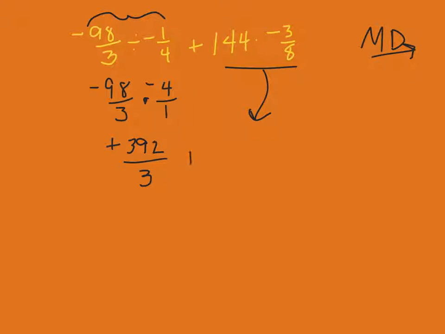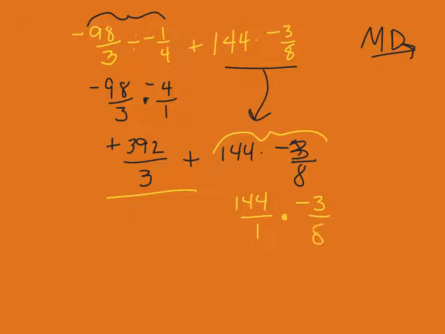And then I bring this down. I've got this plus 144 times negative 3/8. I next am going to do this multiplication right here, ignoring this. So of course I need to change this to 144 over 1 times negative 3/8. I have to say to myself, is there something that goes into 144 and 8? The answer, of course, is yes, because 8 goes into both of those. 8 divided by 8 is 1.